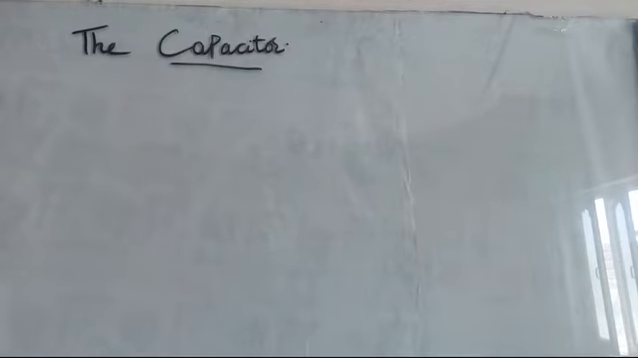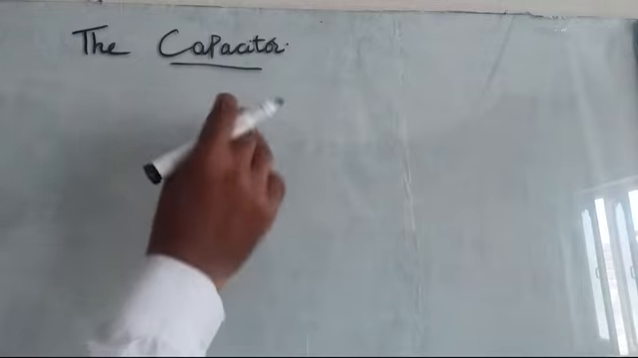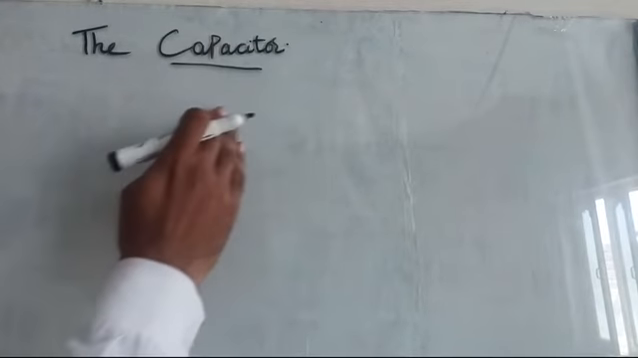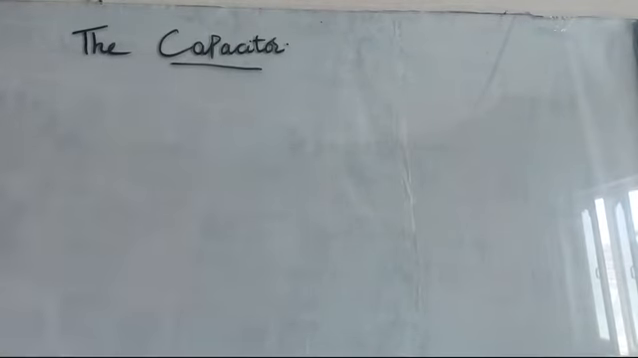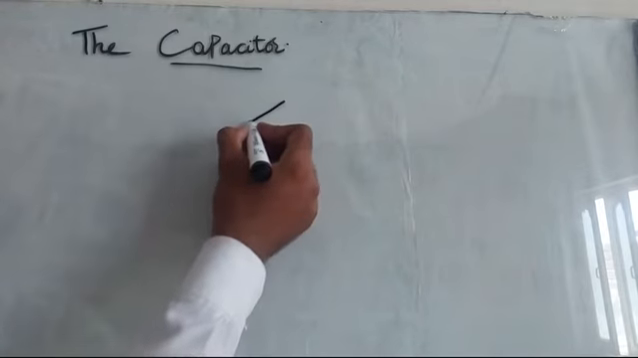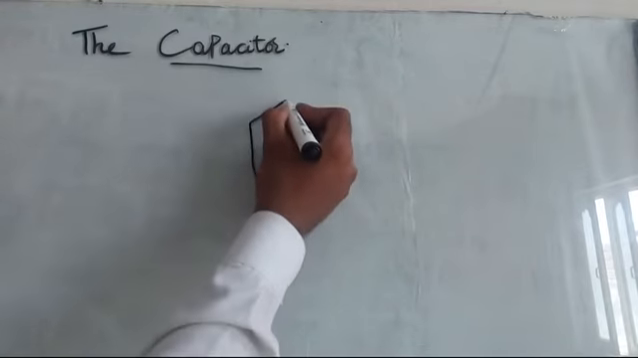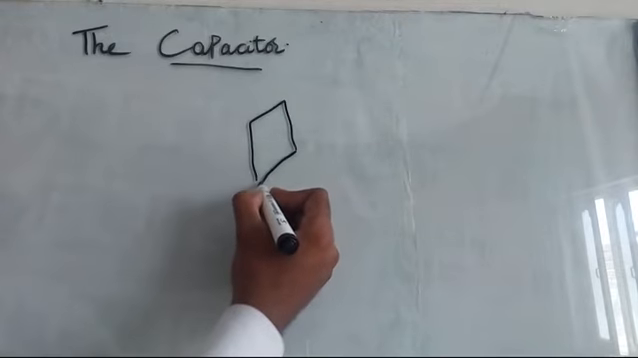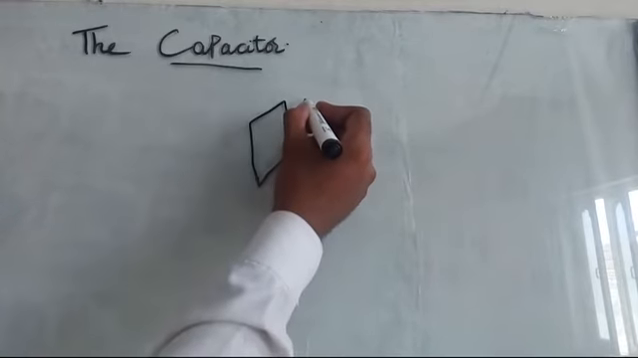Capacitors are actually passive devices because they do not consume any power, rather they store electric energy in the form of an electric field. A simple parallel plate capacitor can be shown with the help of two parallel plates.